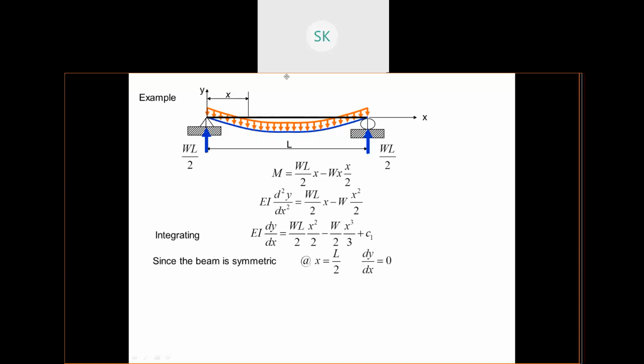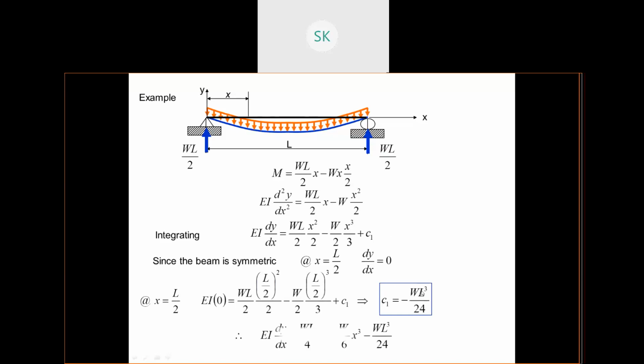Since the beam is symmetric, at x equals L by 2, that means at this distance, your slope is 0, dy by dx is 0. So put this value in and you'll find the C1 value. Place the C1 in this equation and you'll get the slope equation.